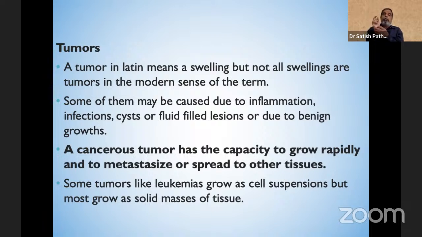Then somebody gets a cyst, a sebaceous cyst. It is filled with water, right? It will be filled with some liquid, but it is benign. So a cancerous tumor has the capacity to grow rapidly and to metastasize or spread to other parts. Some tumors like leukemias grow as cell suspensions, but most grow as solid masses of tissue.